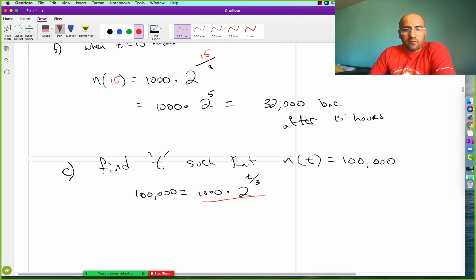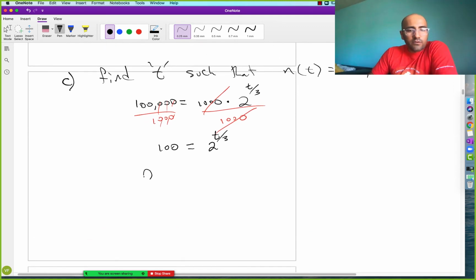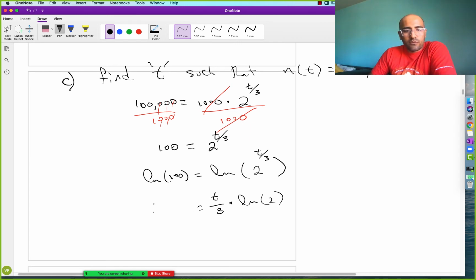Divide both sides by 1,000. These cancel. Base 10 number system means that in this case we can cancel out the zeros and we end up with 100. Or you can get your calculator. 100 equals 2 to the power of t over 3. It's in the exponent, so we know we have to use our log properties. So let's use our favorite log. I like ln. ln of 100 equals ln of 2 to the t over 3 power. That means I get to use that special property of logs to bring the exponent out in front like a linear factor. t over 3 times ln of 2 equals ln of 100.